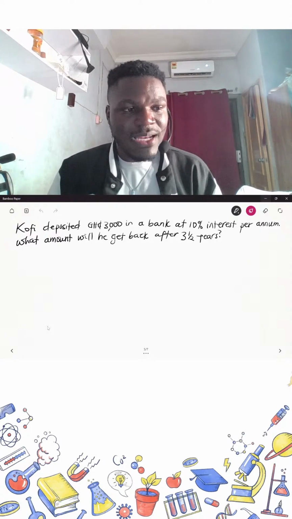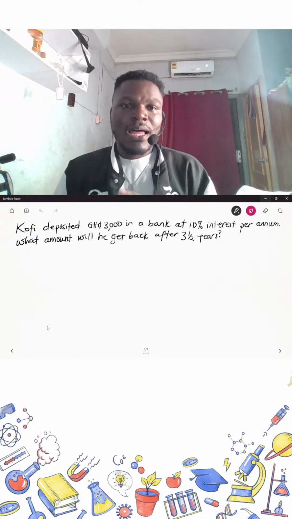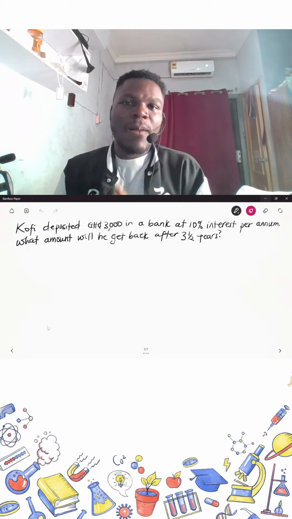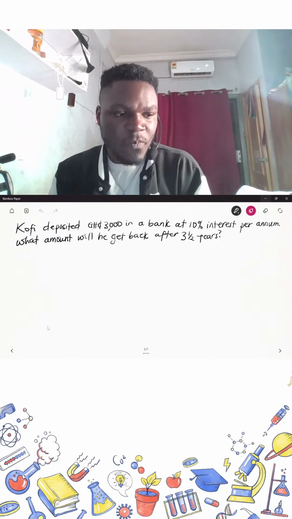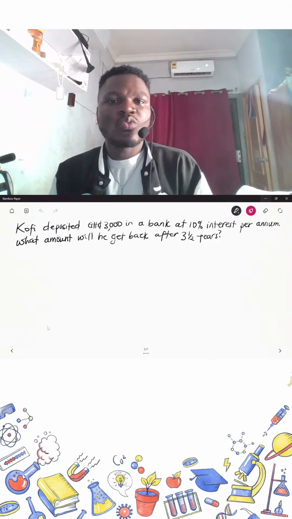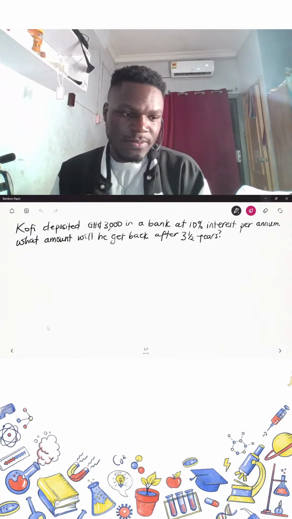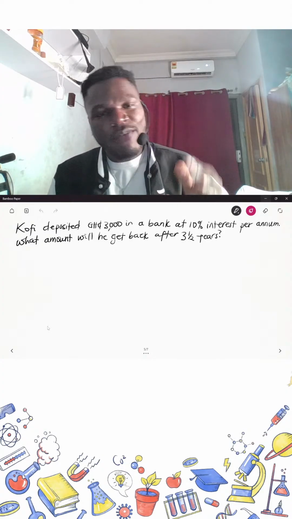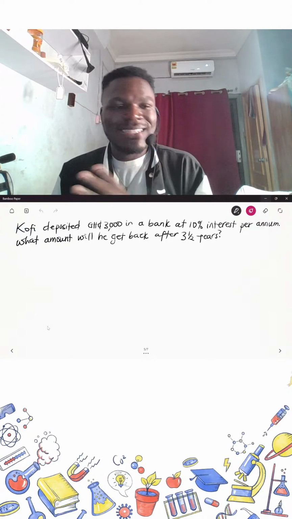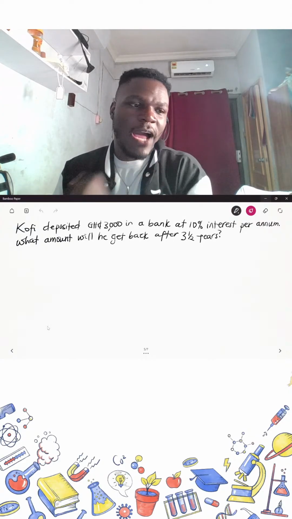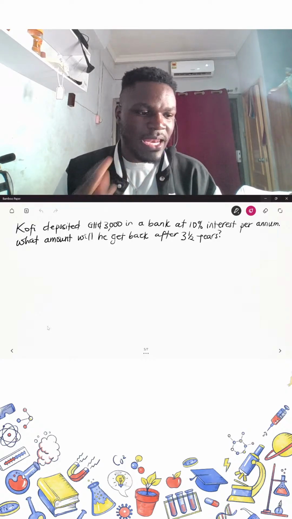Right, so this is the next question that we have. Kofi deposited 3,000 Ghana cedis in a bank at 10% interest per annum. What amount will he get back after 3.5 years? Are we okay? So we have Kofi deposited 3,000 Ghana cedis in a bank at 10% interest per annum. What amount will he get back after 3.5 years?